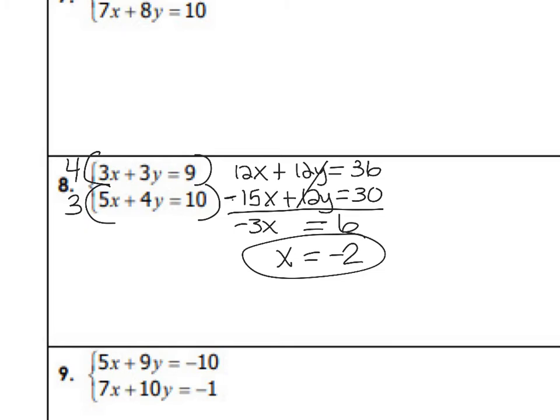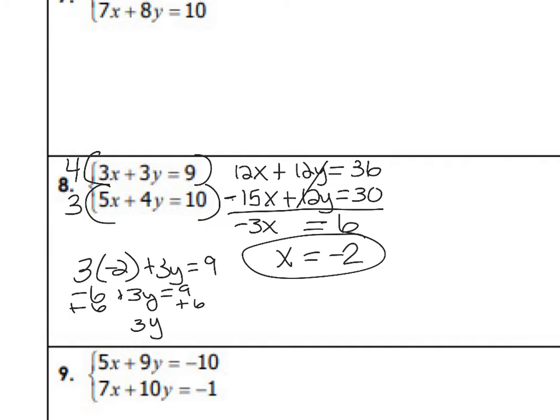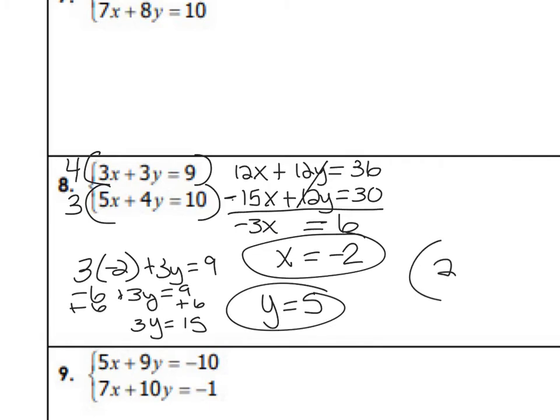And then I'm going to plug it in. I'm going to pick my first equation and replace x with -2. So this is -6 plus 3y equals 9. So we're going to add 6. So 3y equals 15. So y equals 5. So my solution is the ordered pair -2, 5.